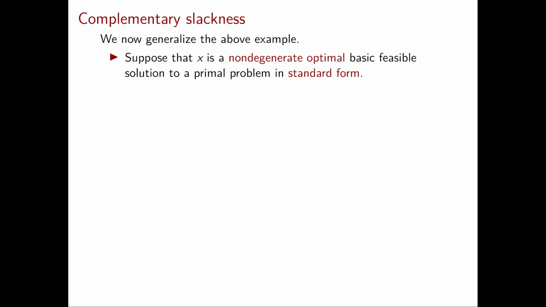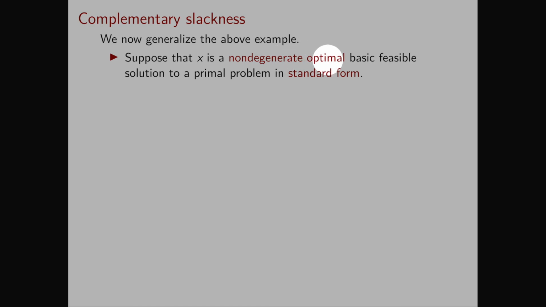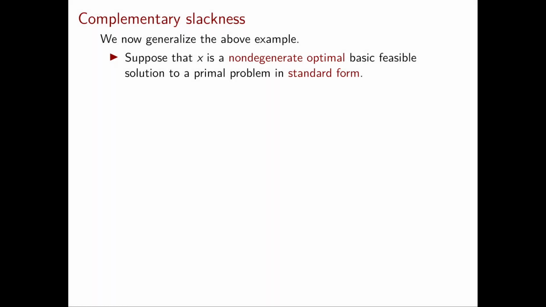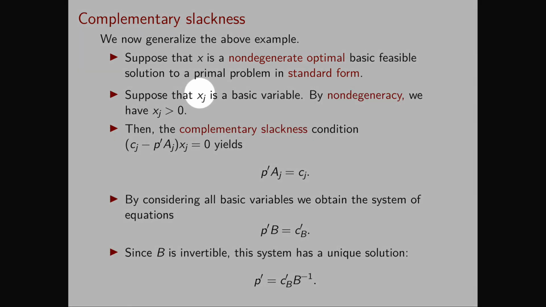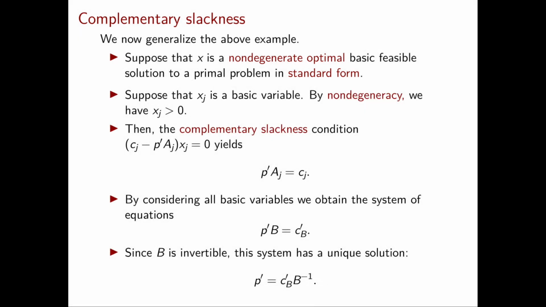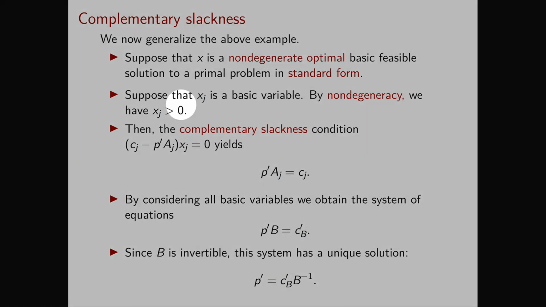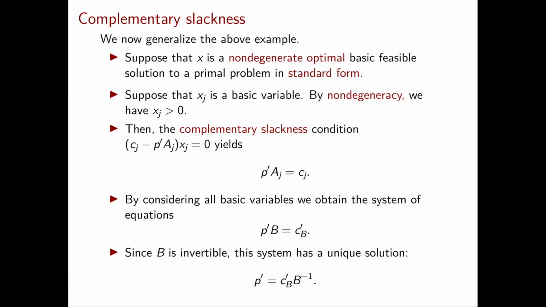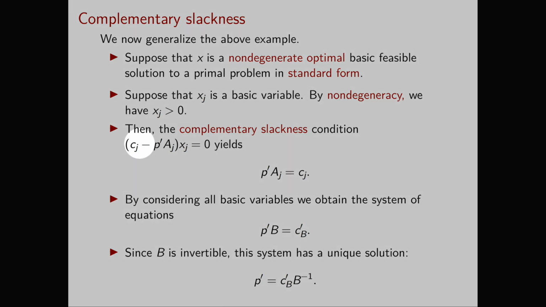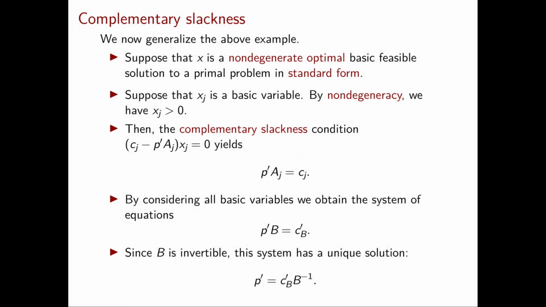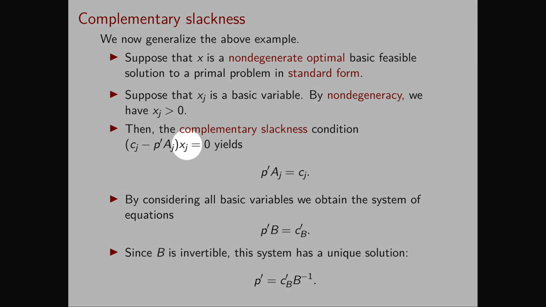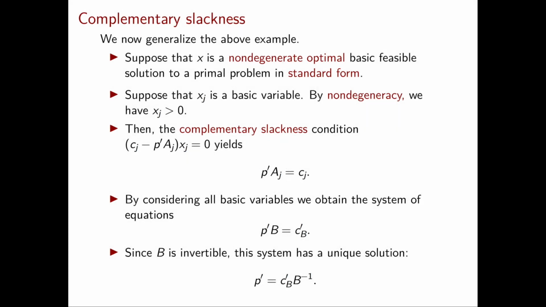So we suppose that x is a non-degenerate optimal basic feasible solution to a primal problem in standard form. Let's now look at the basic variable xj. Since x is non-degenerate, we have that xj is strictly positive. So we look at the corresponding complementary slackness condition. Since xj is positive, we need to have that p transpose Aj is equal to cj. We obtain such an equality constraint for every basic variable.